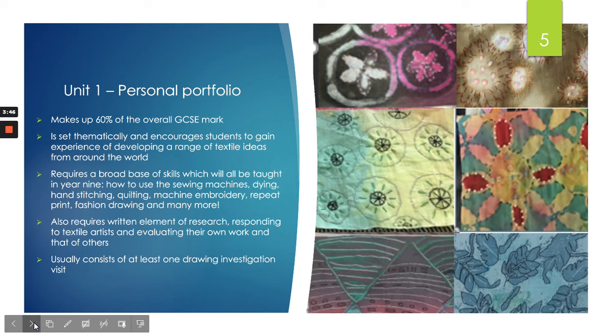So if, for example, it turns out that you really enjoy using a sewing machine, it might become that in year 11 you're doing more work using that, or for example you might decide that you're better at doing print and you enjoy that more. Okay, so you don't all have to do everything. There'll be certain things that you enjoy more and you'll spend more time on those.